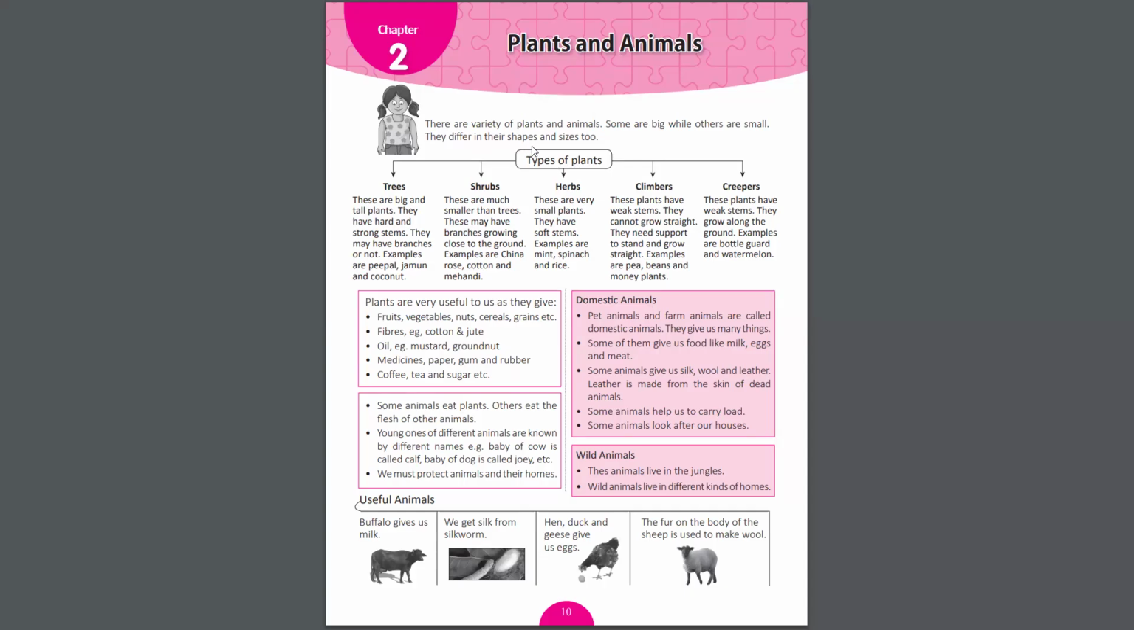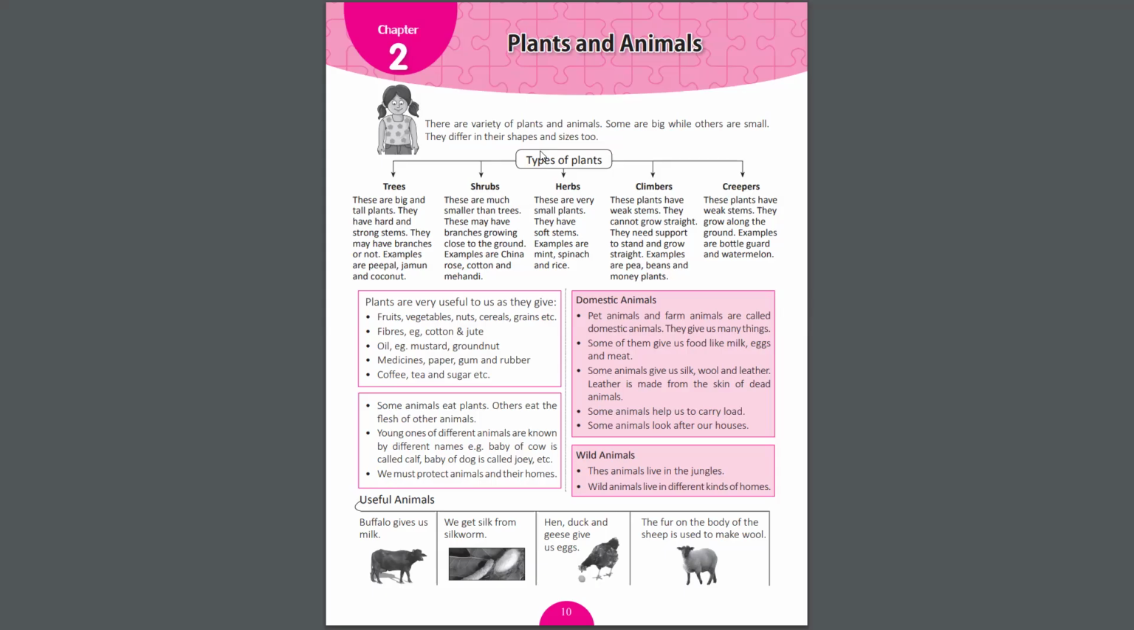So there are a variety of plants and animals. Some are big while others are small. They differ in their shapes and sizes too. We know very well that around us we have a lot of plants and animals. Some plants are really small and some are big. We call them trees. So we have learned about different types of plants, that is herbs, shrubs, climbers, creepers, trees, right?